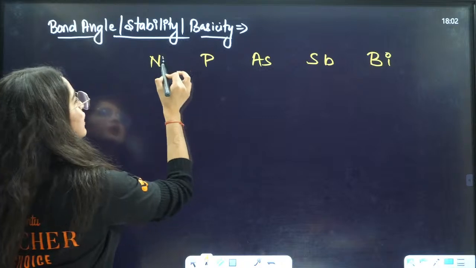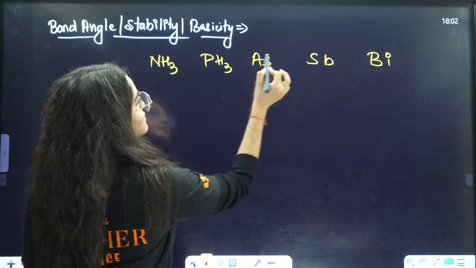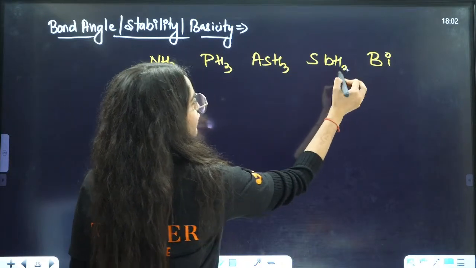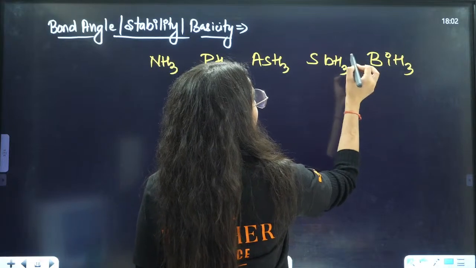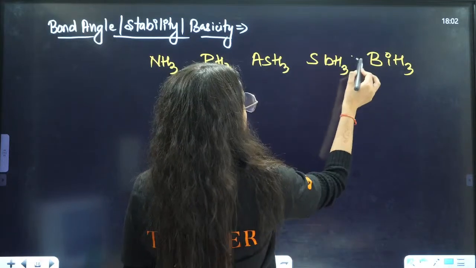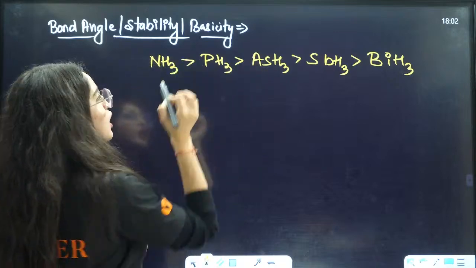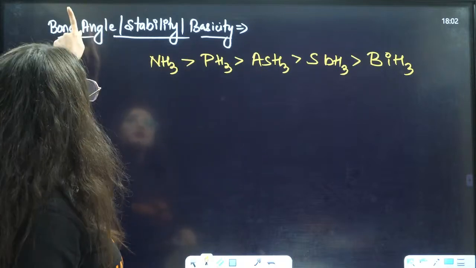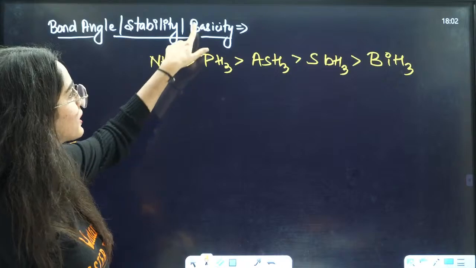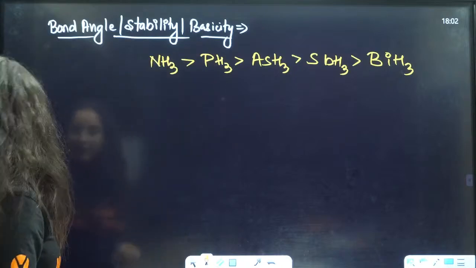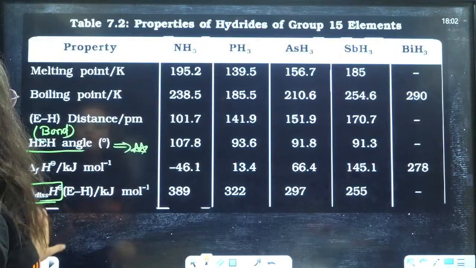Okay, so the hydride, it is decreasing in this order. Even if they can ask you anything here, okay? It is decreasing in this order. I'll tell you the reason also. First, you just see the trends, okay? If they ask you bond angle, stability, or basicity, you will have the same trend. You can see this from here as well.